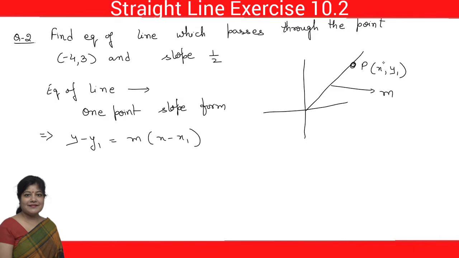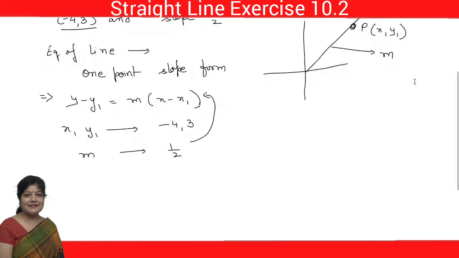This is our formula. Now here, what is the point? Minus 4 comma 3. That means the value of x1 and y1 is minus 4 comma 3, and the value of slope m is 1 by 2. Now I am going to substitute all these values in this equation in order to find the equation of the line. So that is y minus y1, y1 is 3, slope is 1 by 2, and x minus minus 4.